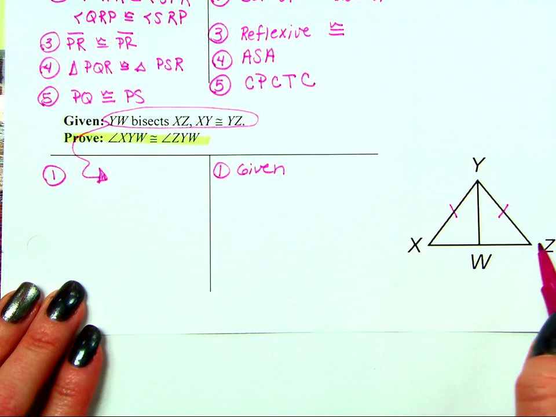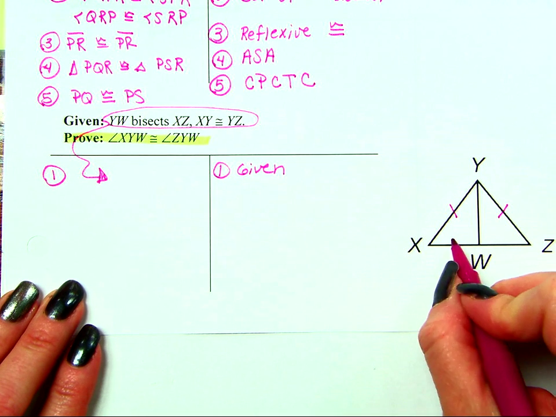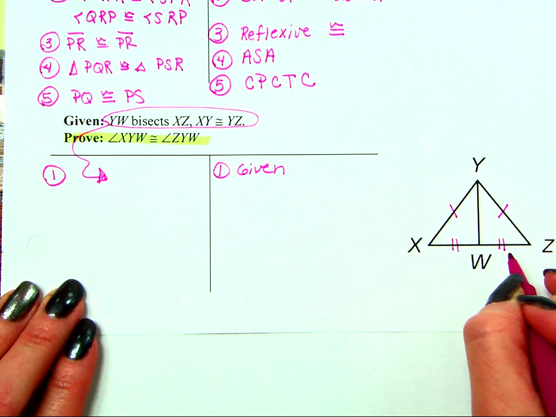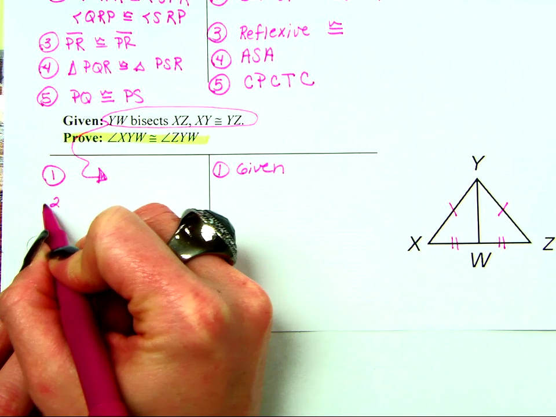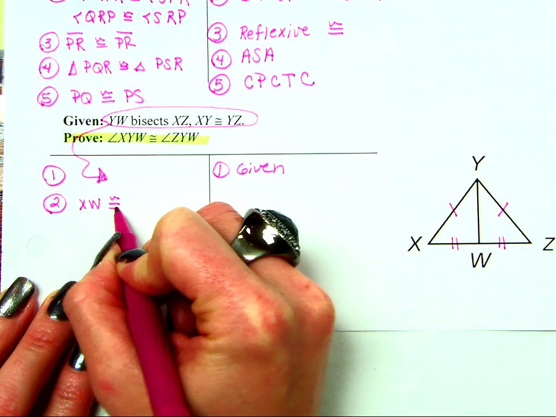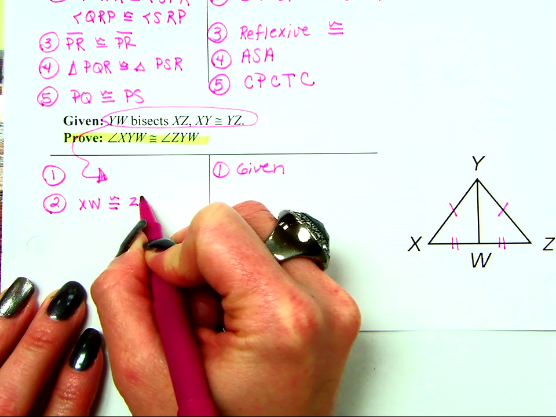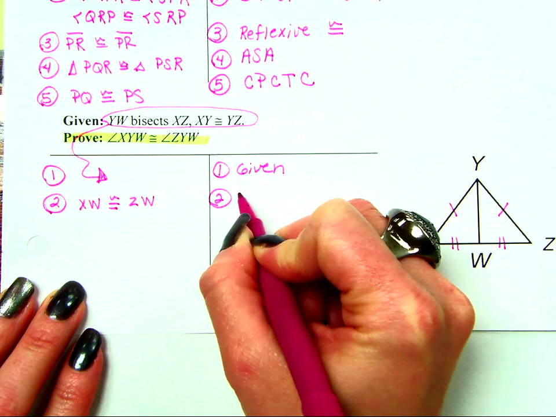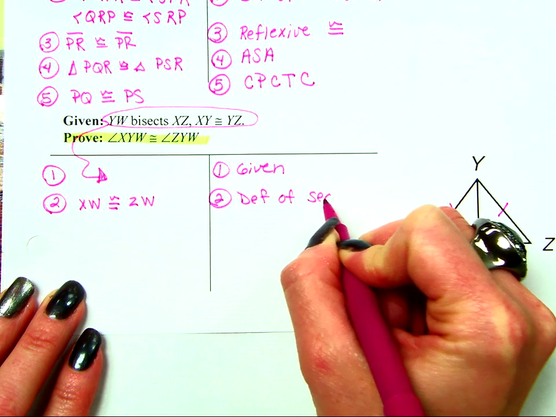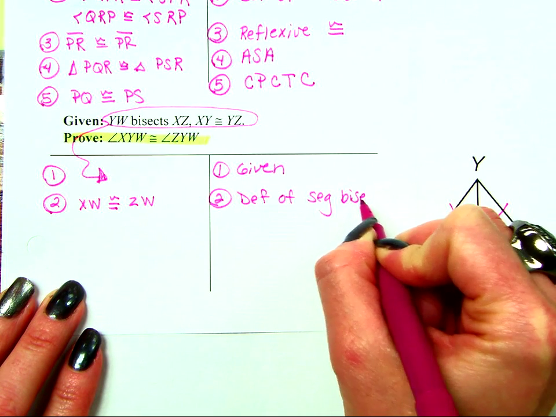Well, I know if it's bisecting that segment, it's cutting it equally. However, if I make those markings on my diagram, I need to come over here and make a statement about that in my proof. So I'm going to say that XW must be congruent to ZW. Why is that? Well, that is because of our bisector, which this time happens to be a segment bisector.